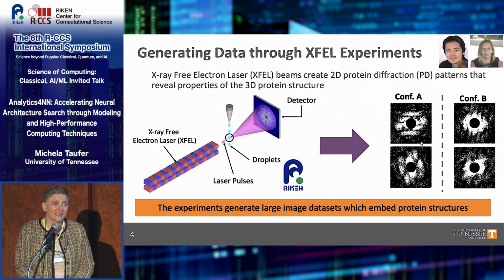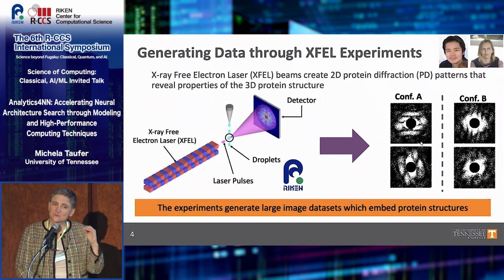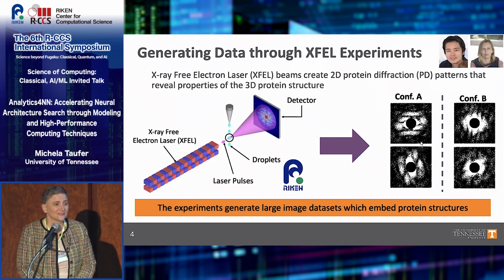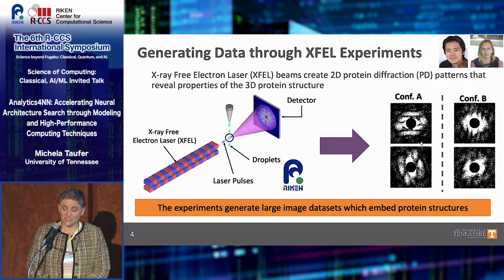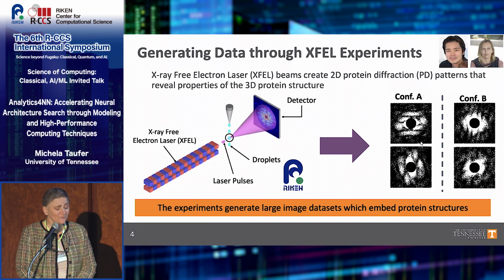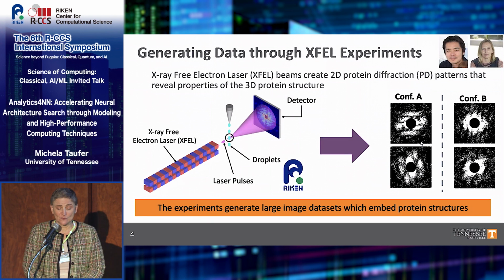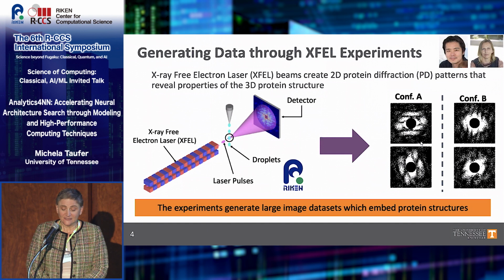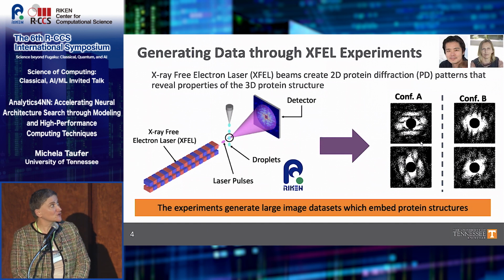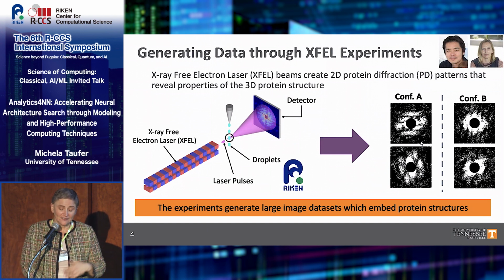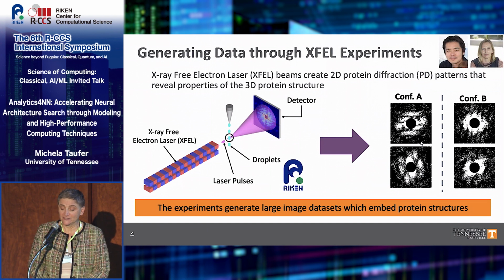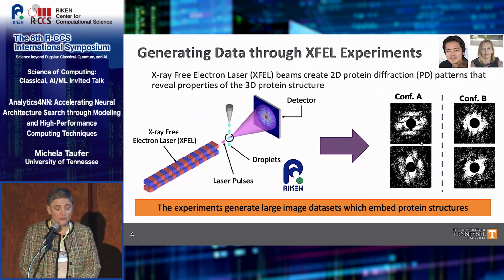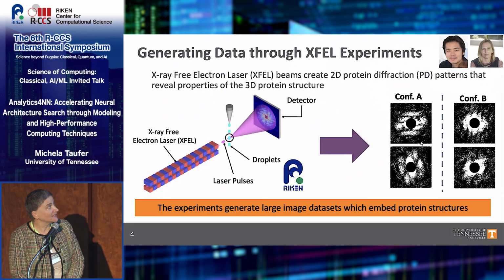But we are not looking at data in general, we are looking at a specific type of data that we are receiving from our colleagues at RIKEN. It's data that come from X-ray free electron lasers. And in this picture, you have a little bit the story of this data. They are the two-dimensional protein diffraction patterns that we collect through this mechanism.